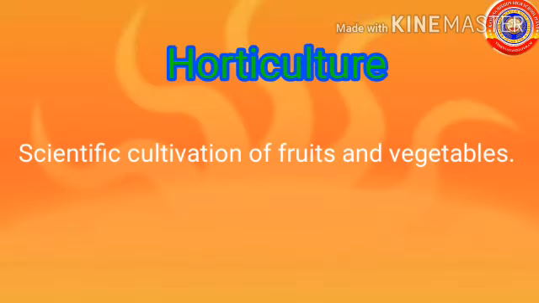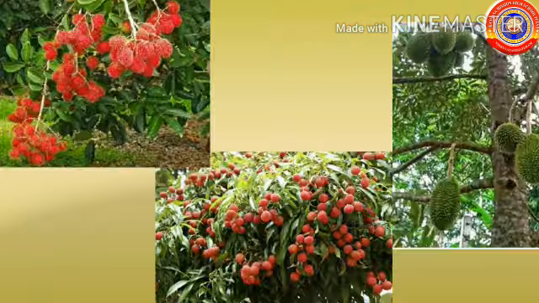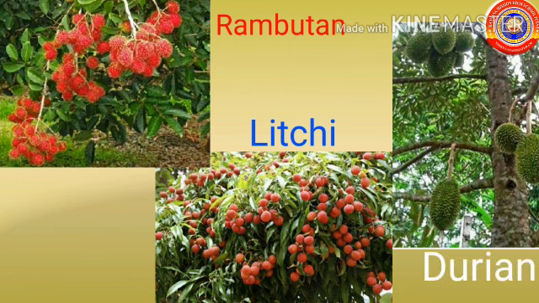Next is horticulture. Scientific cultivation of fruits and vegetables is called horticulture. Besides indigenous varieties, exotic varieties like litchi, rambutan, durian, etc. are cultivated in our land.